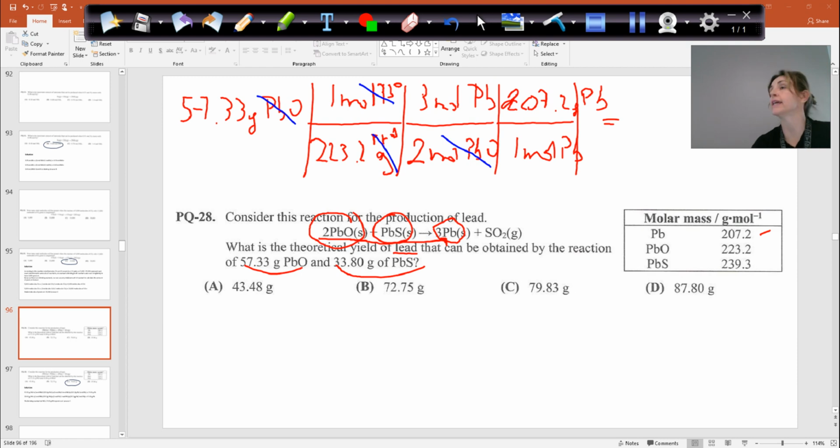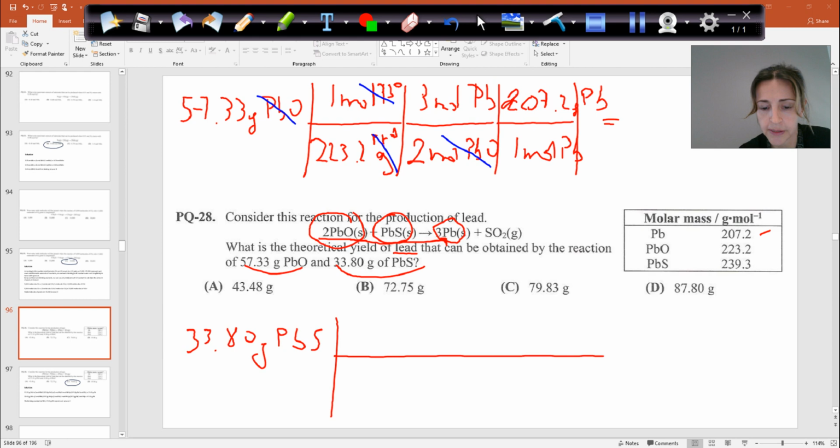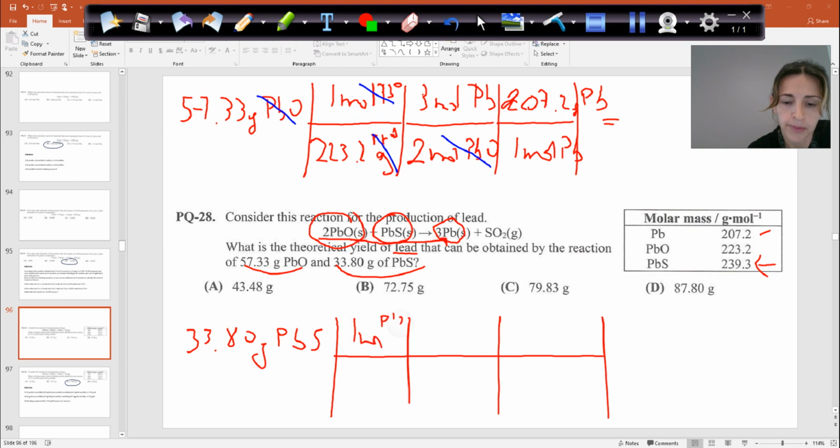So this 33.80 grams of PbS. And let's set up our 3 conversion factors. So the first conversion factor will be what? So 1 mole of PbS divided by 239.3 grams of PbS.